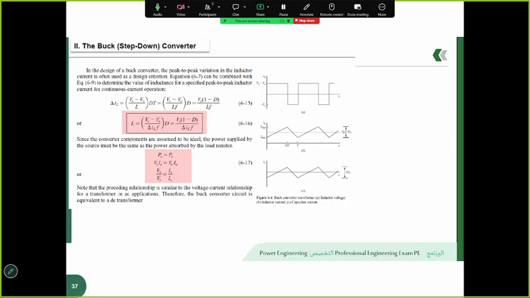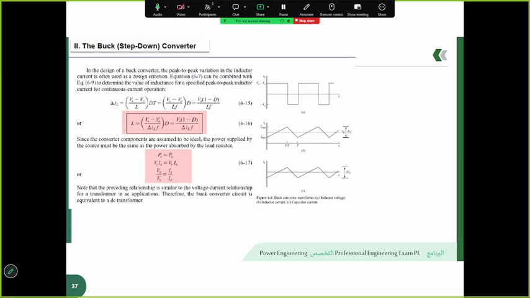These equations rearrange this formula to calculate the required inductance L for a given inductor ripple. So this is useful for design purposes. If the maximum allowable ripple current is specified, the equation tells us the minimum inductance needed to satisfy that condition.